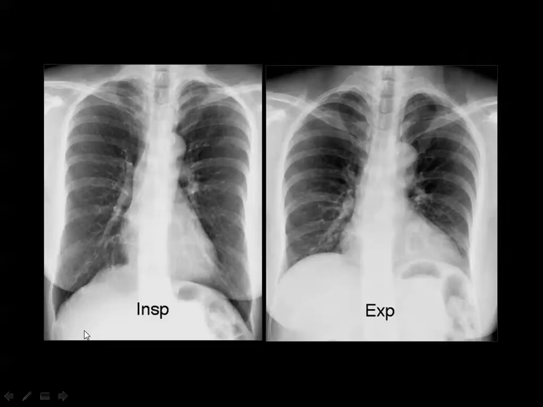What happens if the patient did not have a full inspiration? Then you will see this is an inspiratory film and this is an expiratory film. In the expiratory film, the diaphragm is high and the transverse cardiac diameter is apparently increased because of the flattening of the cardiac shadow.